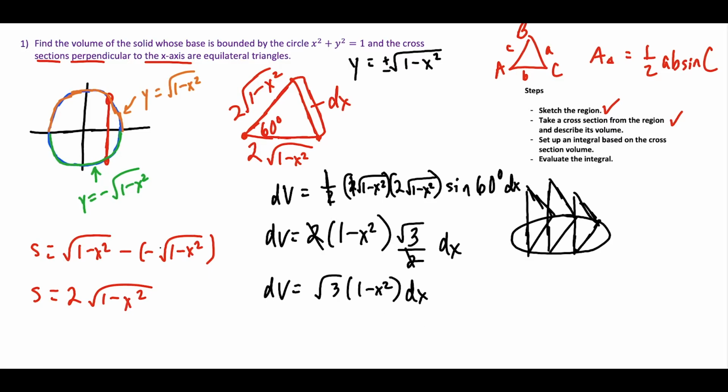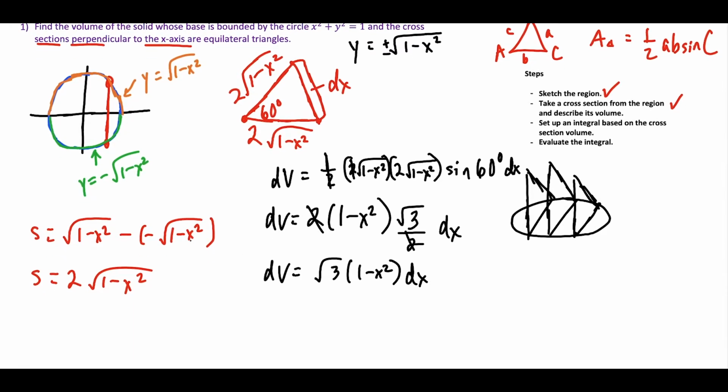But we want to find the volume of the entire region. So you have to think about, where does this region start and stop? And on the x-axis, the unit circle goes all the way left to -1 and all the way right to +1. So the volume is equal to square root 3 times the integral from -1 to 1 of 1 minus x squared dx.